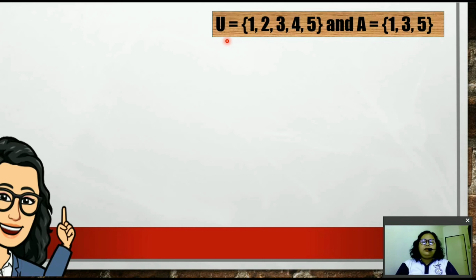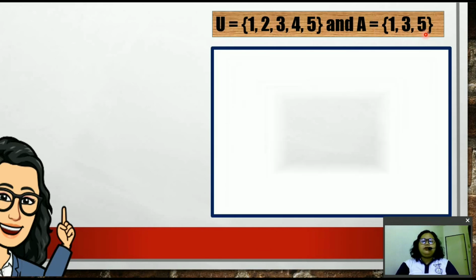Okay, we now have here the universal set 1, 2, 3, 4, and 5. And set A consists of elements 1, 3, and 5. So for us to show the relationship between the two, you're going to draw a rectangle. Name it as set U, but you have to take a look at the elements. So if you notice, element 1 is also the same with set A, element 3, and then 5.